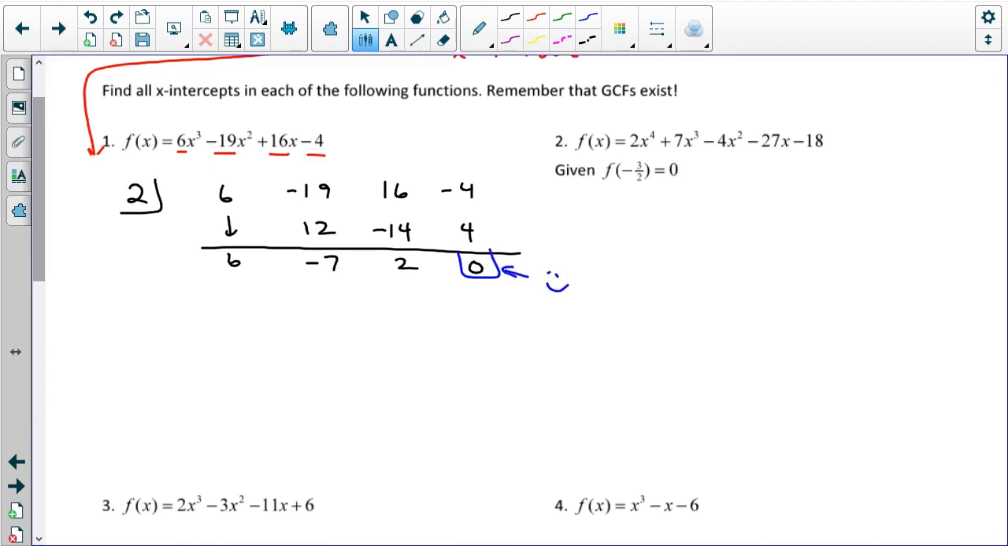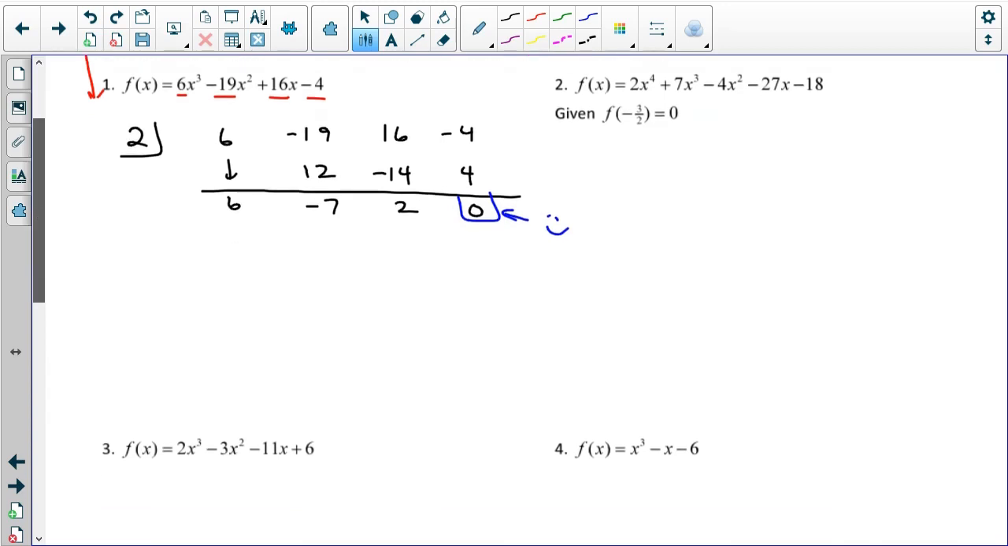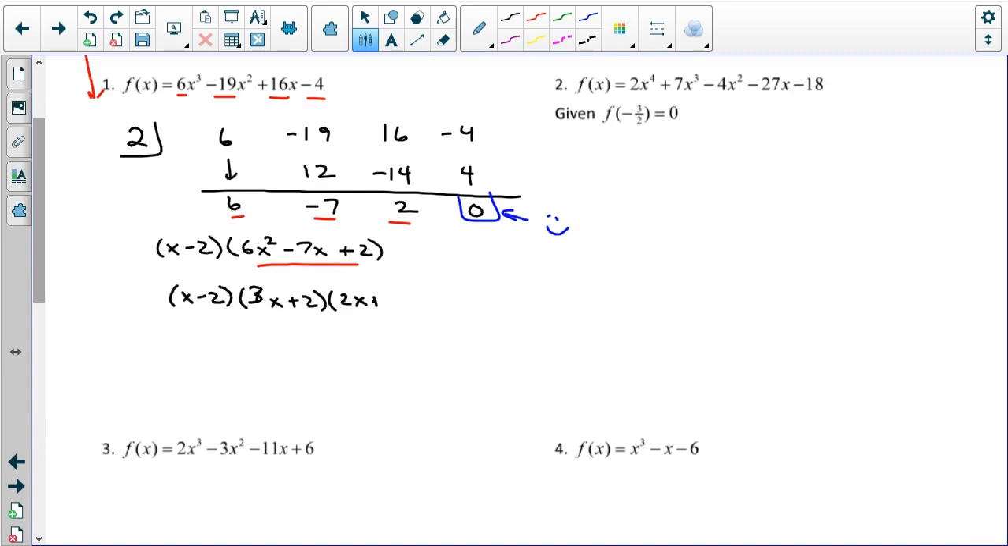That means that it is a factor. This is an x-intercept. So 2 is an x-intercept. So I can factor this into x minus 2. And then remember that all of these lost a degree. So it went from x cubed to now I have 6x squared. This negative 7 is going to be a minus 7x. And then I have plus 2. And then likewise, I can factor this the way that I did before on the other side of the page. So x minus 2, and then I have 3x plus 2, 2x plus 1.